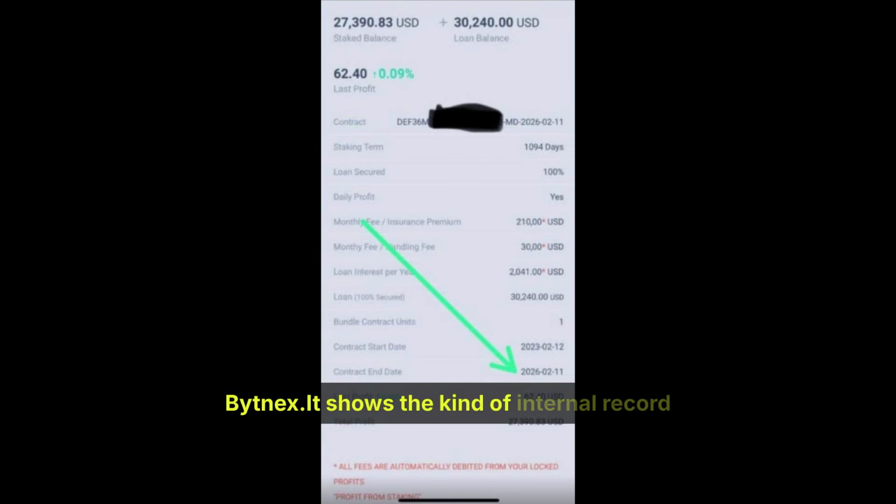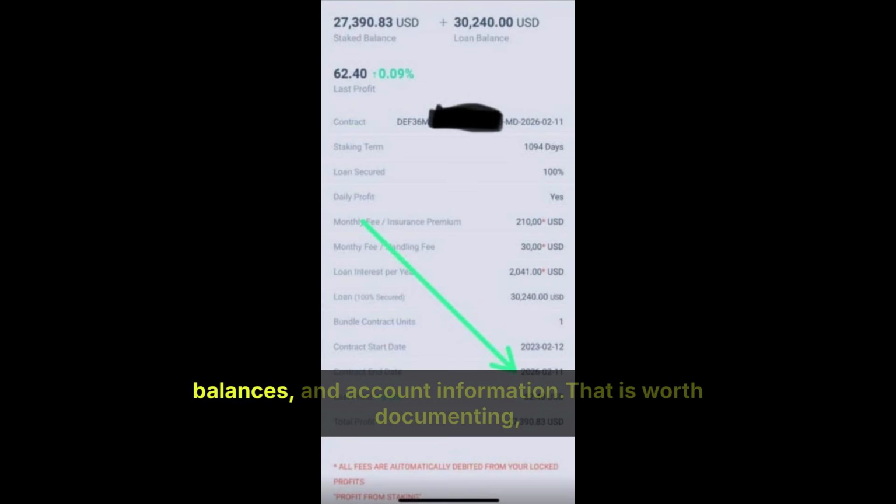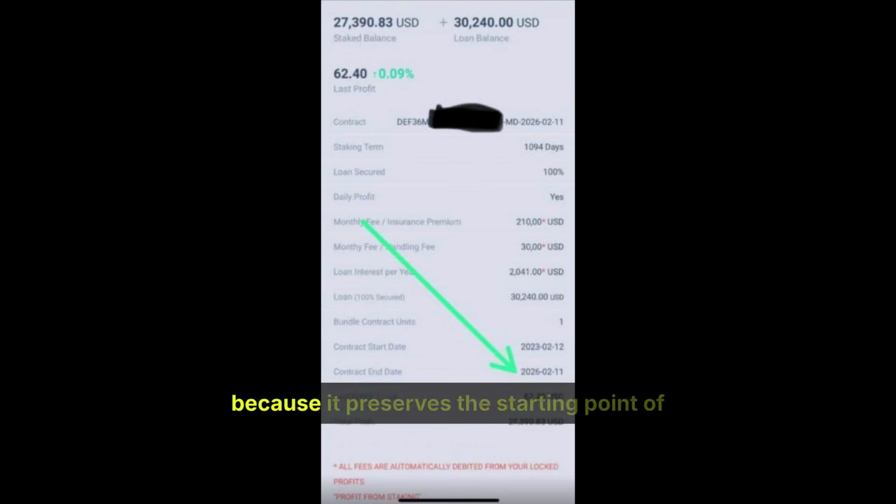It shows the kind of internal record many users already have: dates, contract details, balances, and account information. That is worth documenting, because it preserves the starting point of the story. But this is still an internal platform record, not yet on-chain proof.